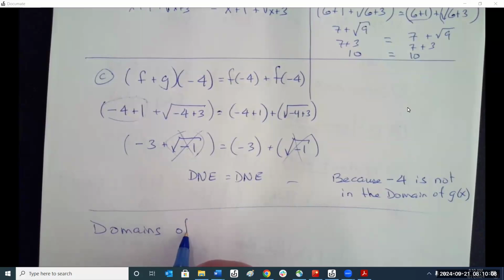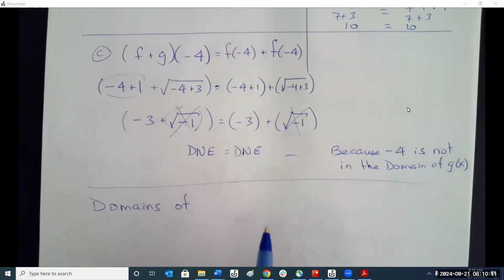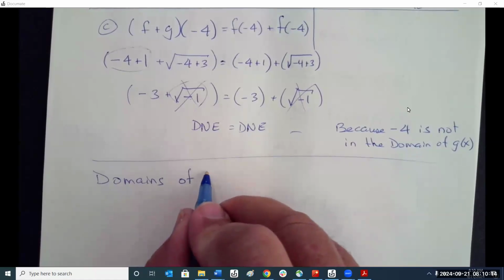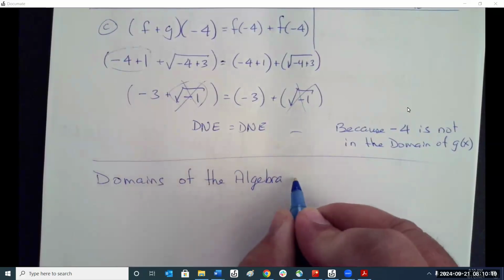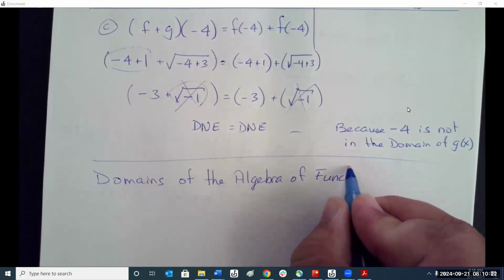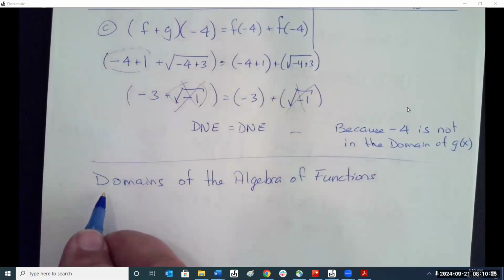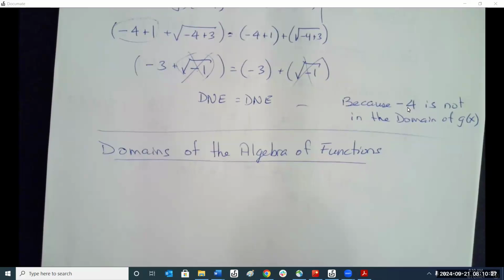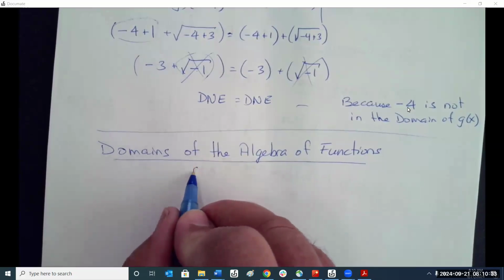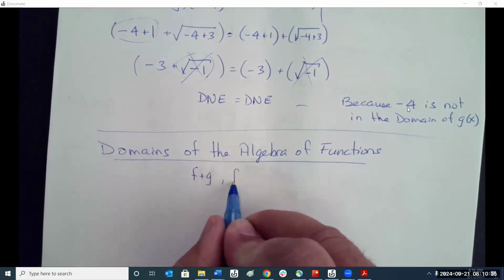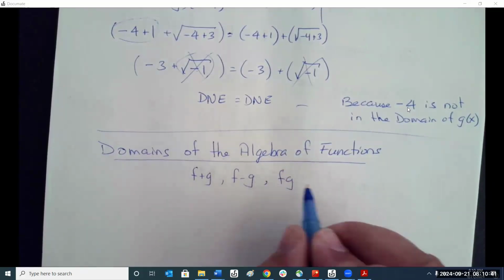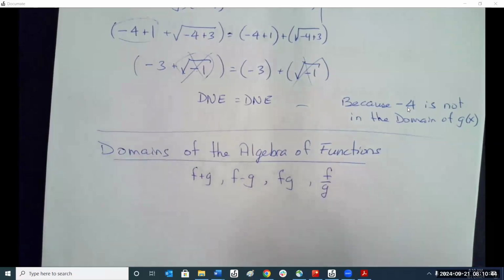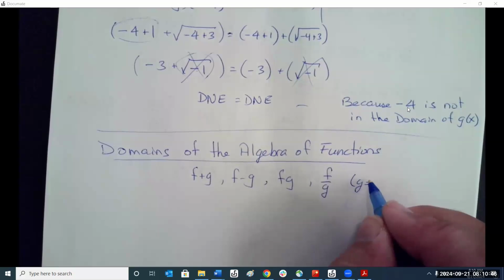Domains of the algebra of functions. We have 4 of them. F of x plus g of x, f of x minus g of x, f times g, and f divided by g. Given, of course, g does not equal 0.